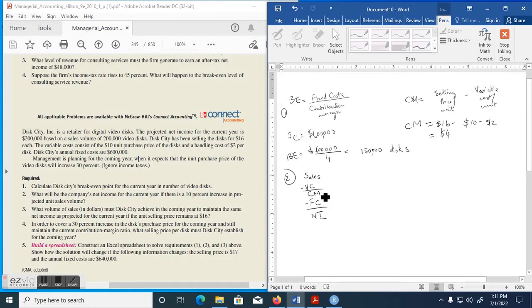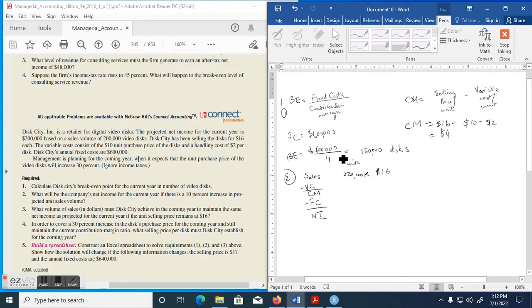Now, to calculate sales, we'll take the unit volume of sales. So if there's a 10% increase in projected unit sales volume, and our original sales were 200,000 video discs, a 10% increase in 200,000 discs will be equal to 220,000. So that's the number of units that we're dealing with. 220,000 units. And with this, we've got a sale price of $16 per unit. So we'll do 220,000 multiplied by 16.